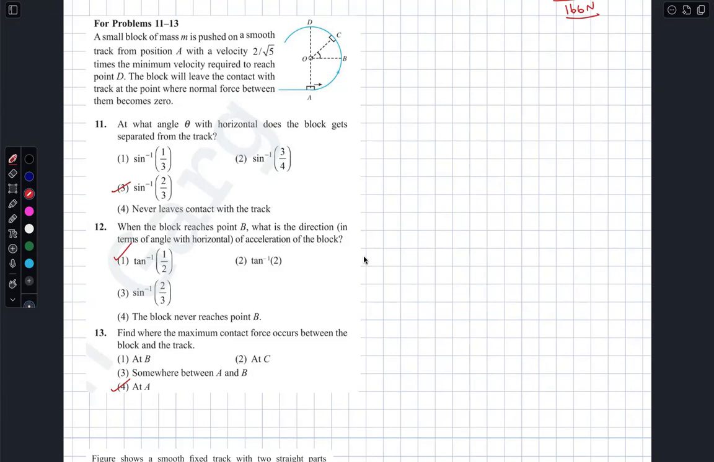The block will leave the contact with the track at the point where the normal force between them becomes 0. Let that be some point C. Small block of mass M is pushed on a smooth track from A with a speed 2 by root 5 times the minimum speed required to reach the point D.